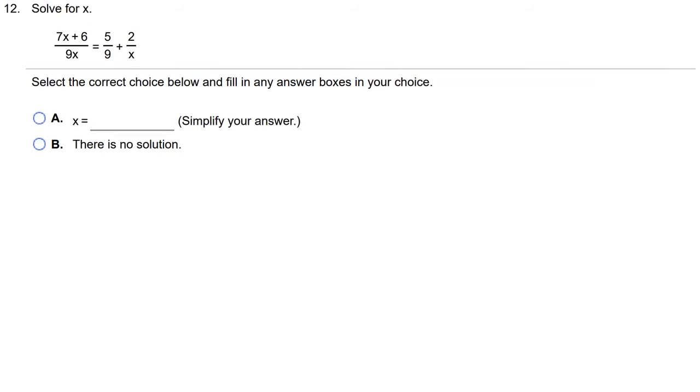Number 12. Number 12 has an equation. So this, like the last one, has multiple fractions involved, except there's an equation, and that's really nice. The first thing we're going to do is find the LCD. What would be the least common denominator? Well, if we look at all the pieces, I think we can tell that the least common denominator, if we only look at the denominators, is 9x. And so we need to make all the denominators 9x.